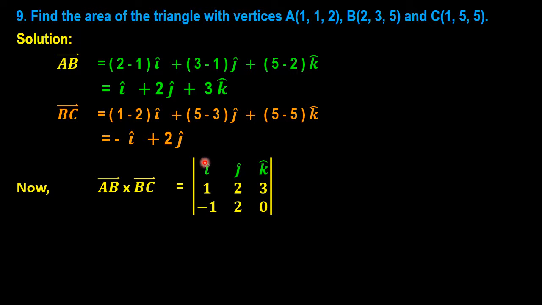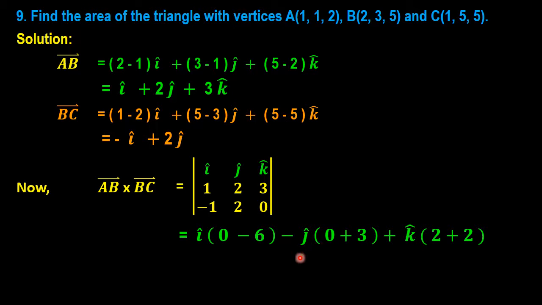Within a determinant, the first row will be i, j, k, then the scalar components of AB vector, which are 1, 2, and 3, and then the scalar components of BC vector. Here for i there is minus 1, for j it is 2, and there is no k here, so we write 0. Then after simplification, we'll get minus 6i minus 3j plus 4k. So this is the cross product of AB vector and BC vector.